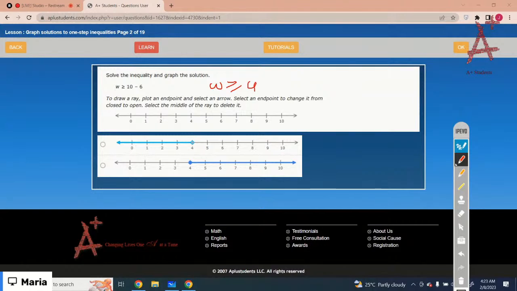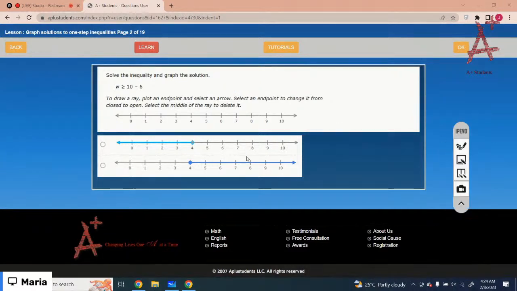and also you have a closed circle at 4. Got it? So that is the second option. Got it? You have a closed circle at 4 and also all the numbers greater than 4. So that would be the second option.